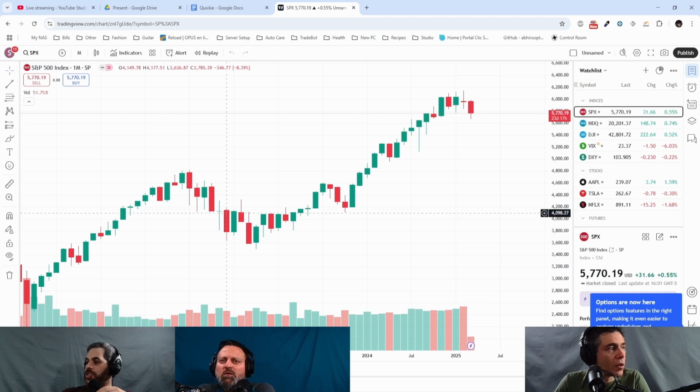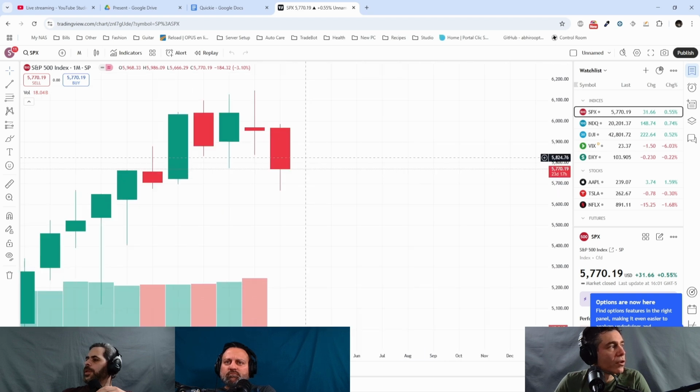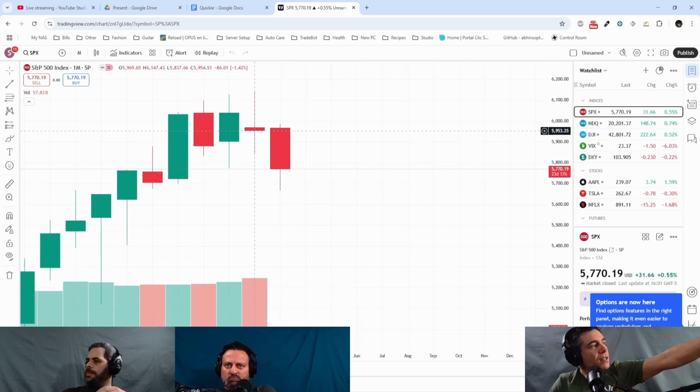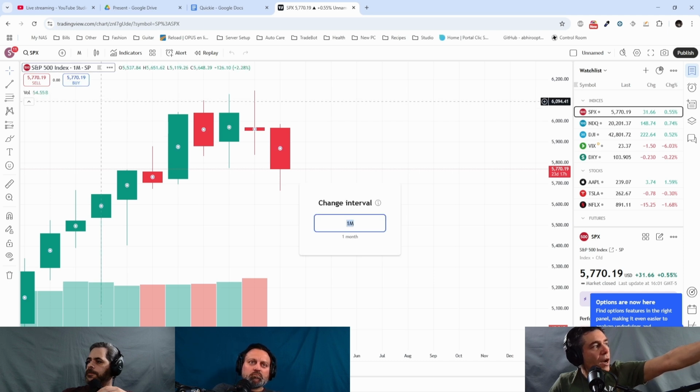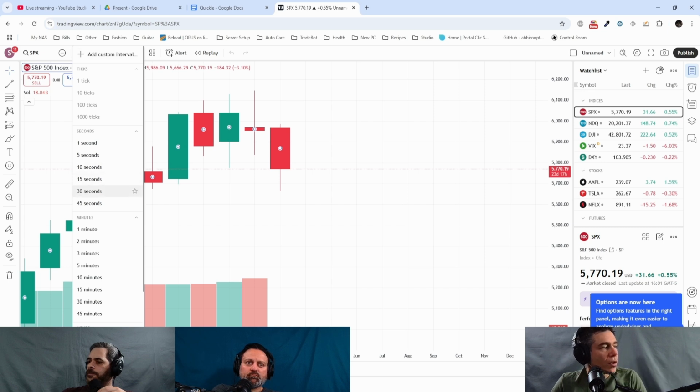Each stick is a month. Okay, but where's the free fall here? Go on a daily. This is the free fall? Yeah. So on your chart next to the SPX up there, it says M on top. No, a little more higher up. Yes, exactly. So go to the daily.